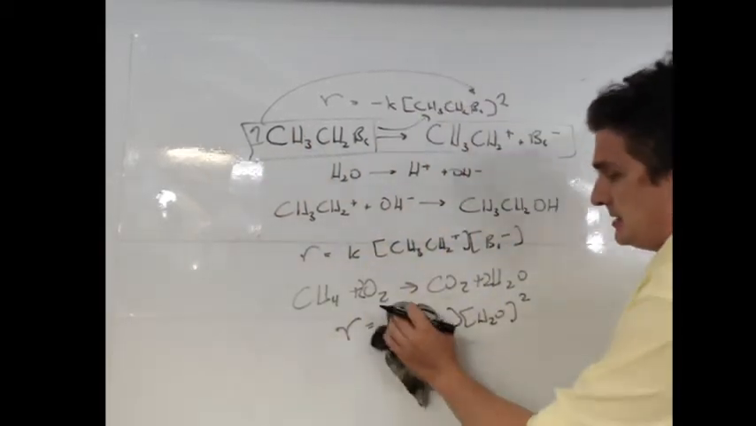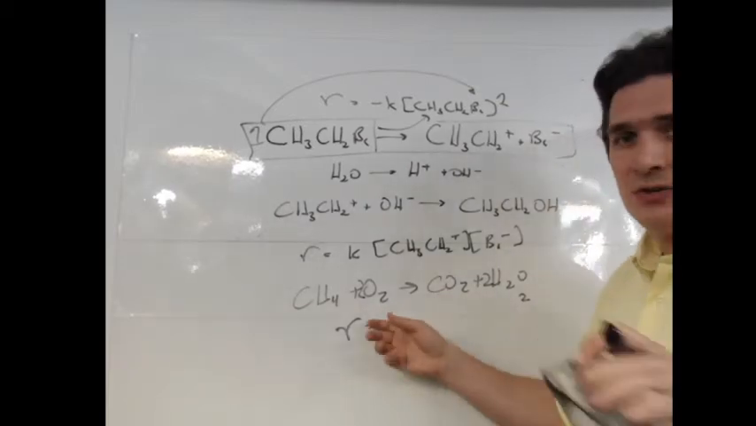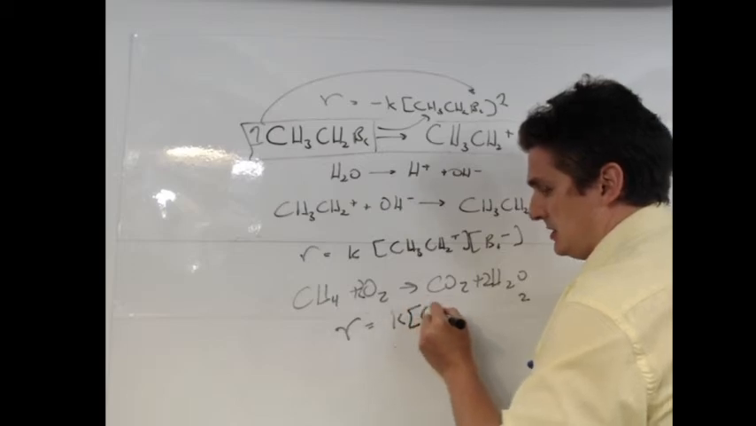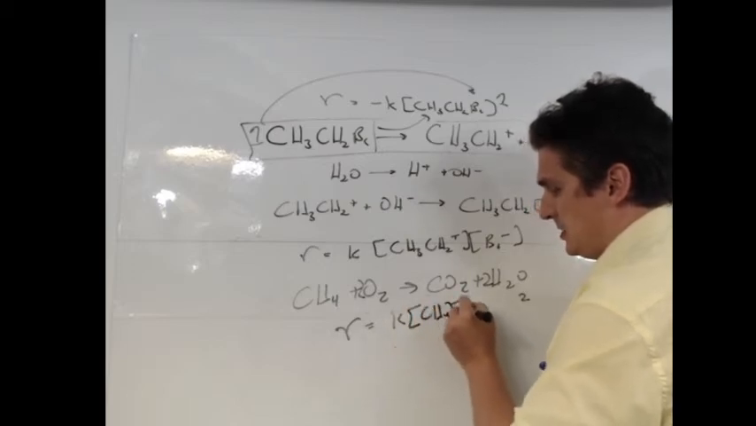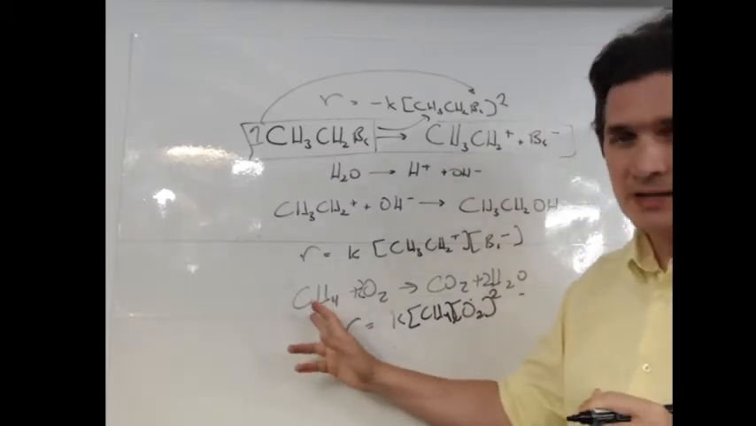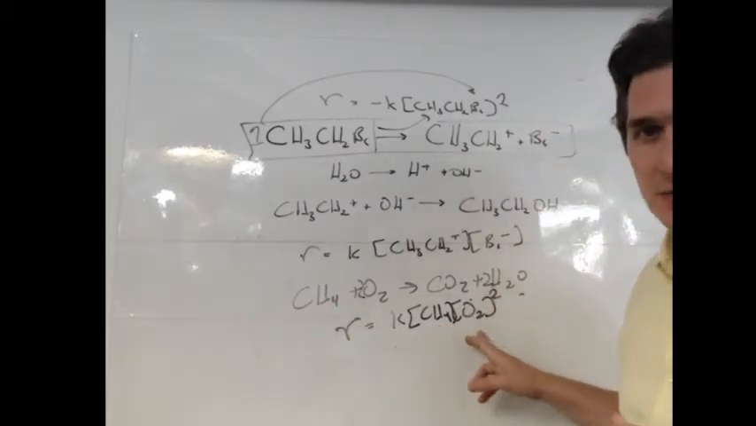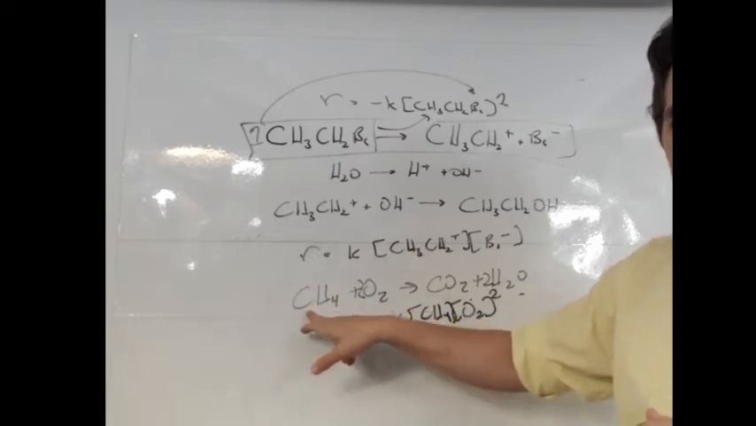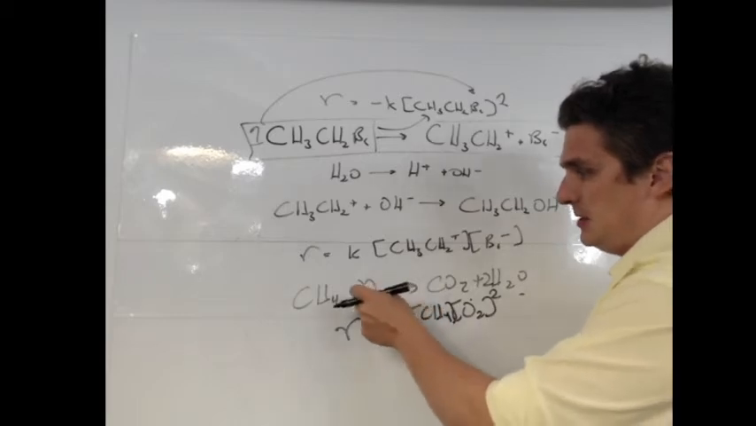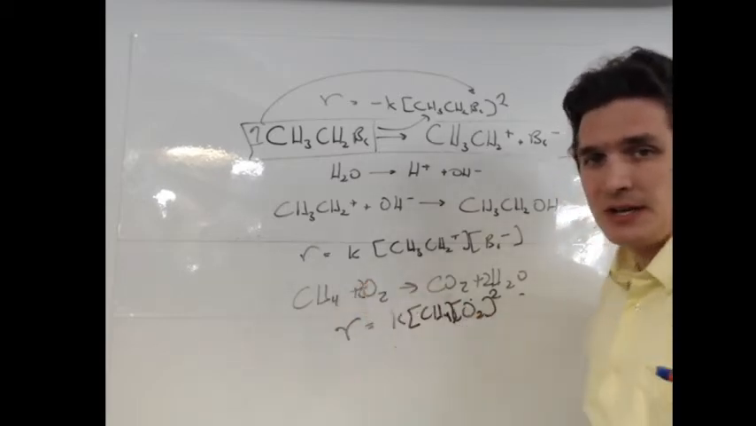Now, instead, let's say this reaction was elementary, the correct rate law would be K times the concentration of CH4 times the concentration of O2 squared. We take each of the reactants, so the CH4 and the O2, and we raise them to the reaction coefficients. So the CH4 has a 1, so we'd raise this to the first power. The O2 has a 2, we'd raise it to the second power.